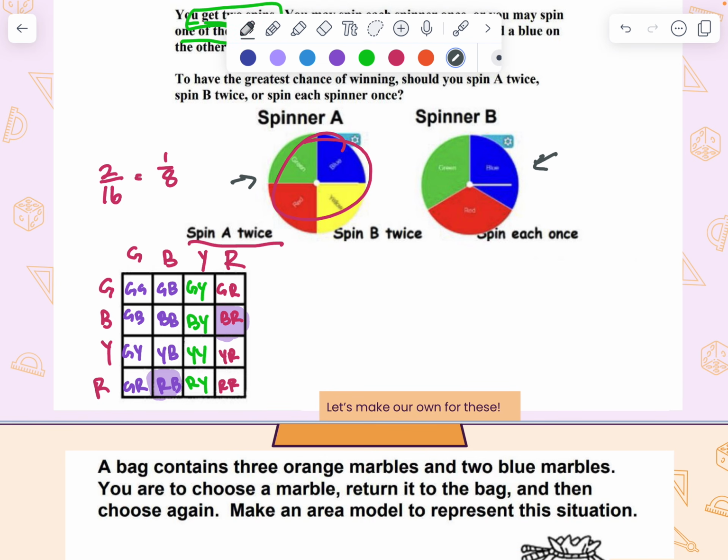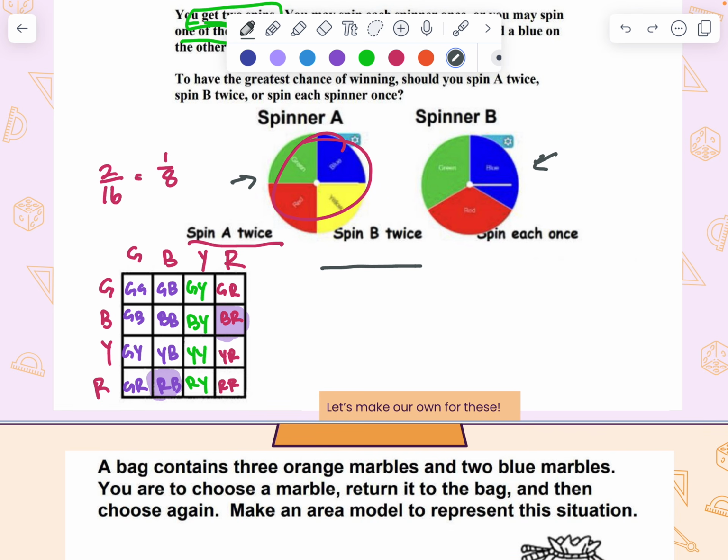Now I'm going to challenge you. See if you can make your own area model. Notice I don't have those squares set up for you. So you've got to think about, okay, how do I set this up? What is this going to look like? The next one that I'm going to do is spin B twice. And then we'll do one more as spin each one of them once.